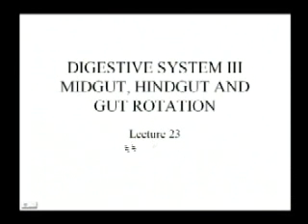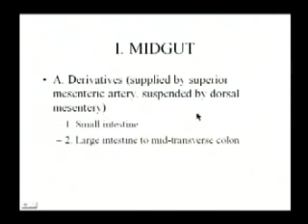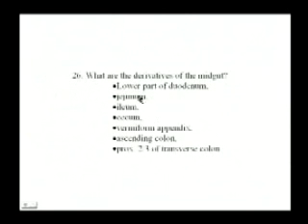Now begin Lecture 23, Digestive System number 3, Midgut, Hindgut, and Gut Rotation. So the midgut will have derivatives, and again they are supplied by the superior mesenteric artery, and they are suspended by the dorsal mesentery. The midgut will produce the small intestine and the large intestine to the midpoint, actually the distal 2/3 with the remaining 1/3 of the transverse colon.